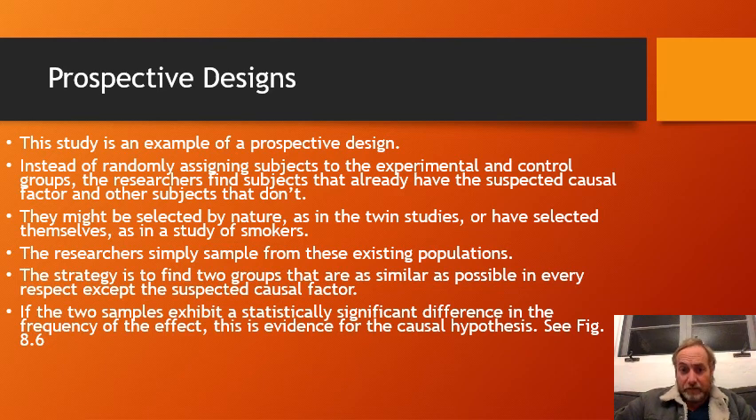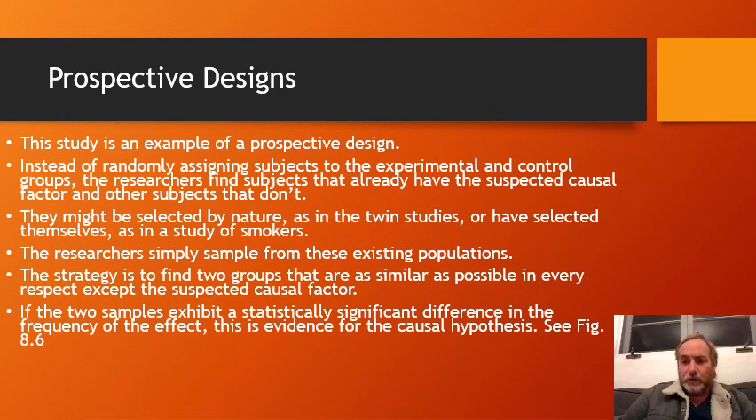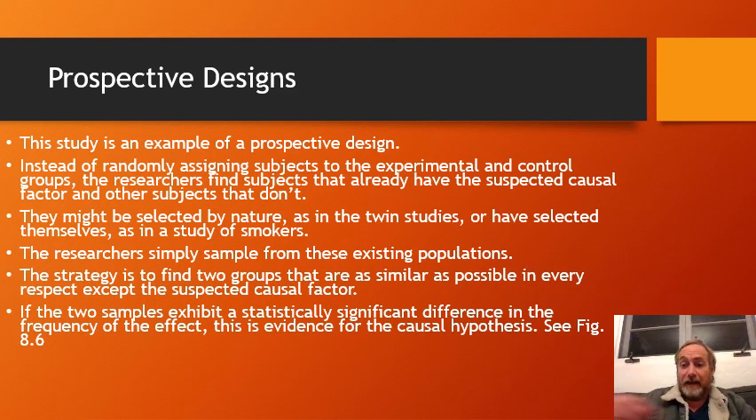Here they don't do that. They find subjects that already have the suspected causal factor, and they find subjects that don't. In this case, they're selected by nature. They might have selected themselves, if you're looking at smokers. People choose to inflict the causal factor on themselves; they choose to smoke. Twins don't choose to be twins here. Here the causal factor is genetic similarity.